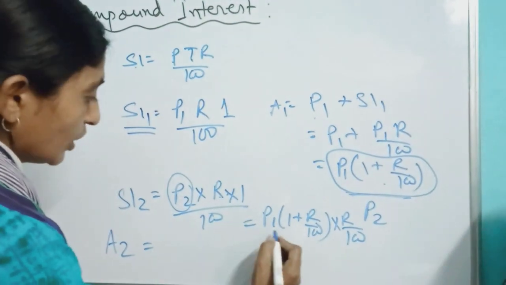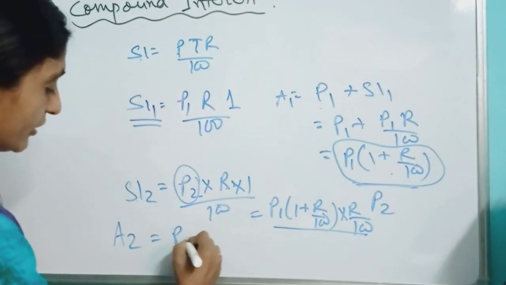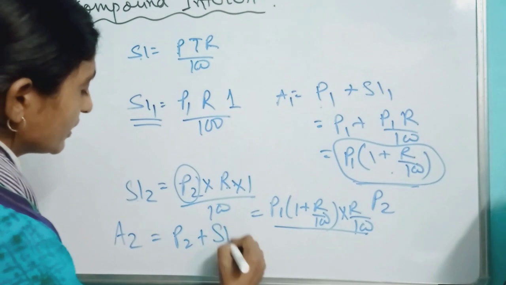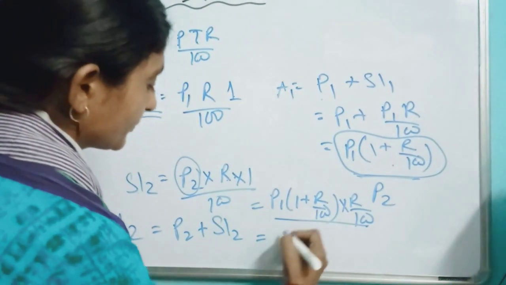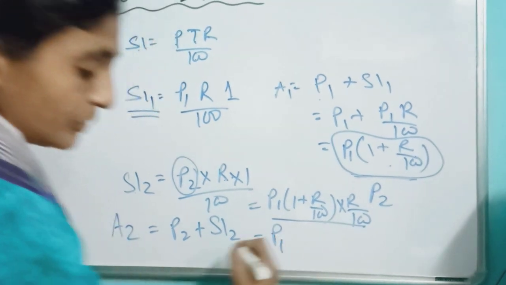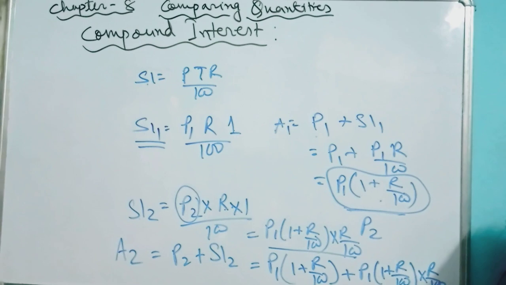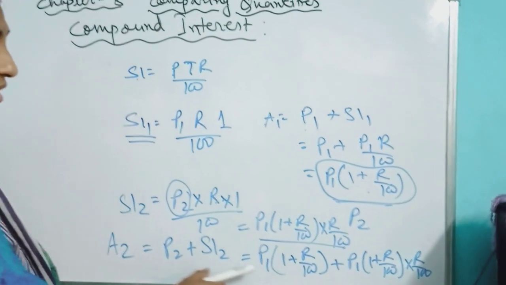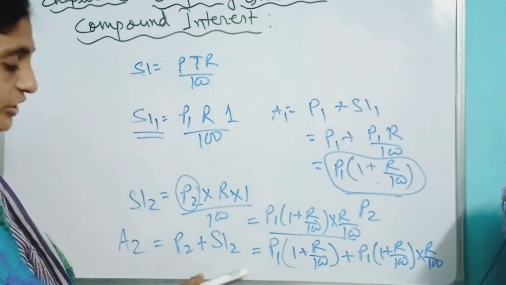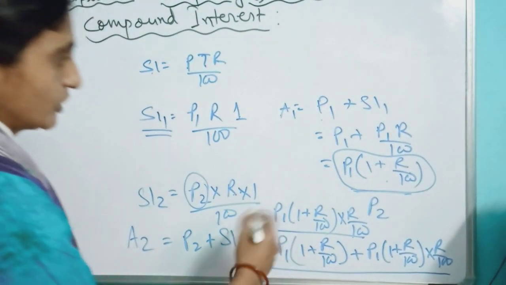It will be what you are getting, this one, and that one we will add. So P2 plus SI2, what will you get in that case? Here it was P1 plus... So when I am getting that, what is the amount we will get after the completion of 2 years? We are getting this one. Let's come to the simplified form of this one.